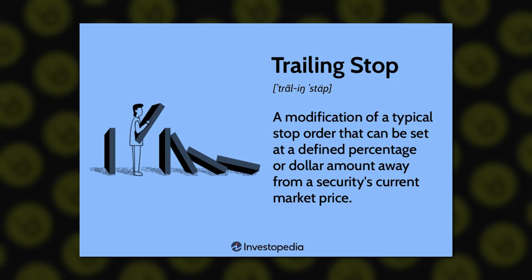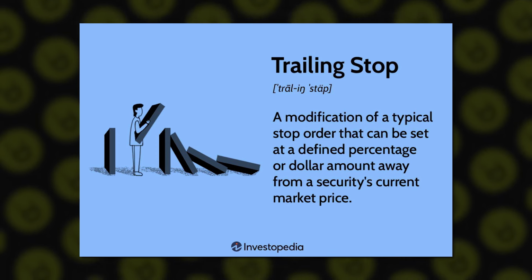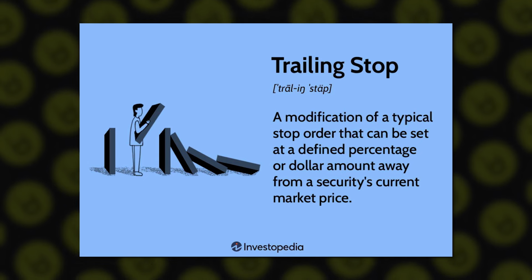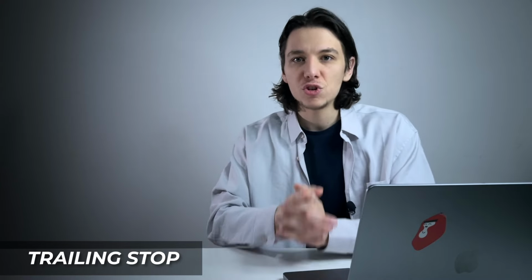As the market price increases in the direction of your trade, the trailing stop follows it, maintaining the specified distance, like a percentage or dollar amount, below the market price. So if the market price reverses and moves against your trade, the stop order is triggered when it reaches the trailing stop level, locking in your profits.